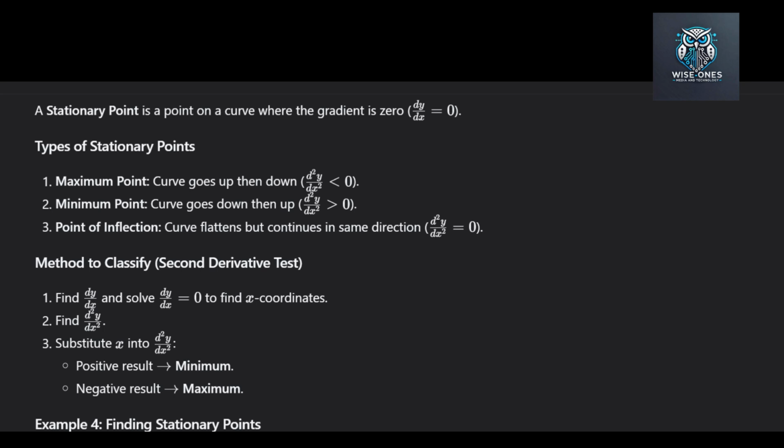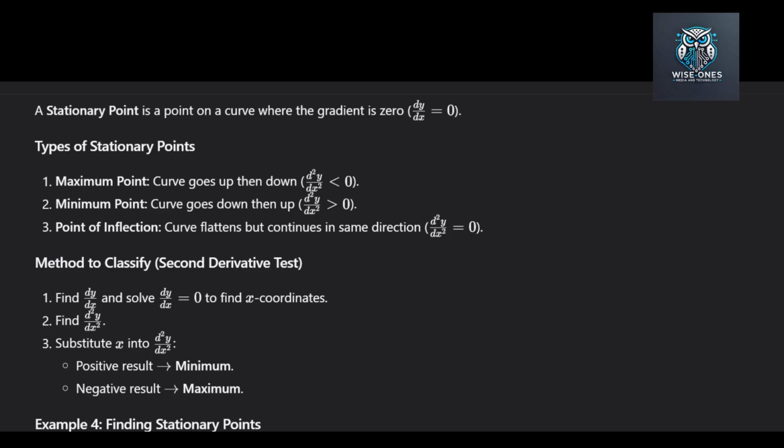Number 2, minimum point. The curve goes down, then up. It looks like a valley. The second derivative, d squared y/dx squared, is greater than 0. It is positive. Think of a smile. A smile is positive. A minimum is a smile.